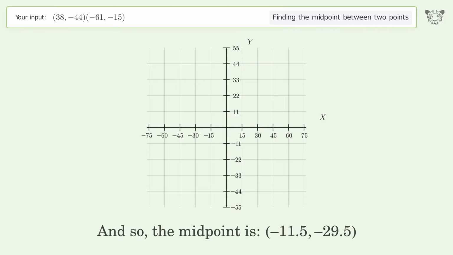And so, the midpoint is negative 11.5, negative 29.5.